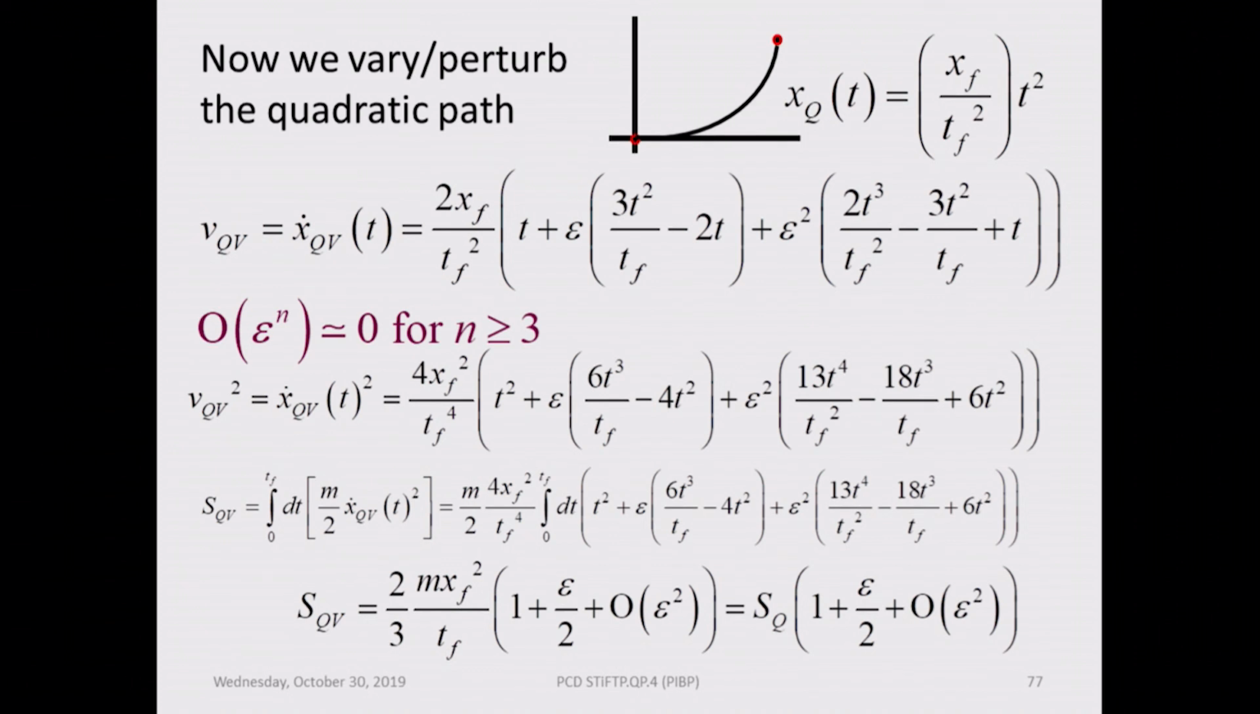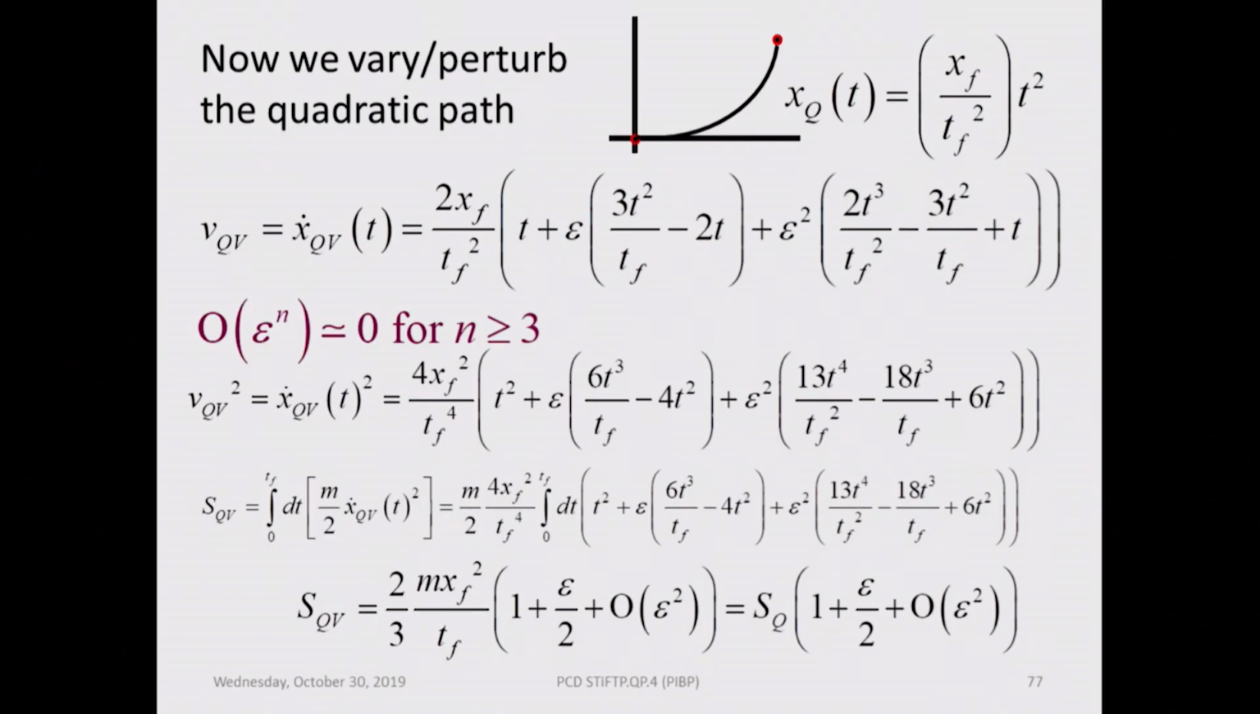What do you get? You get a term which is independent of the perturbation parameter. So that will give you the same action as you got for the strict quadratic path. And then from the variation, you get a term which goes as half of the perturbation parameter, plus terms of the order which go as square.